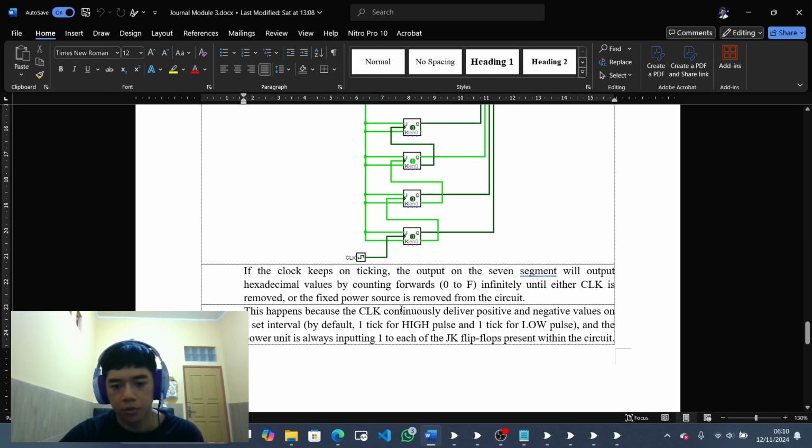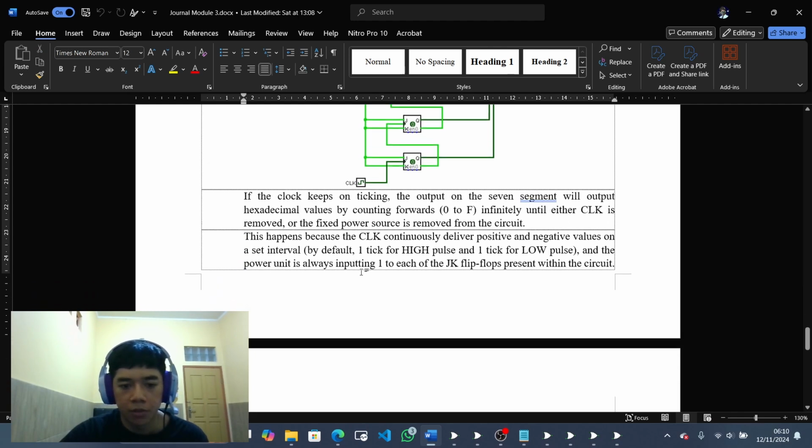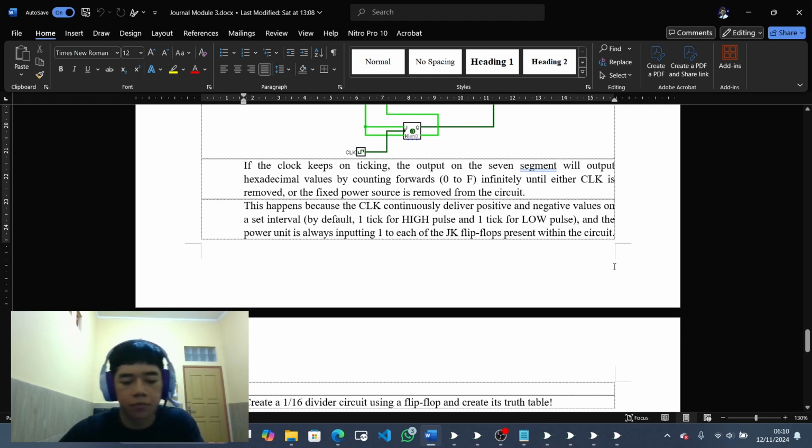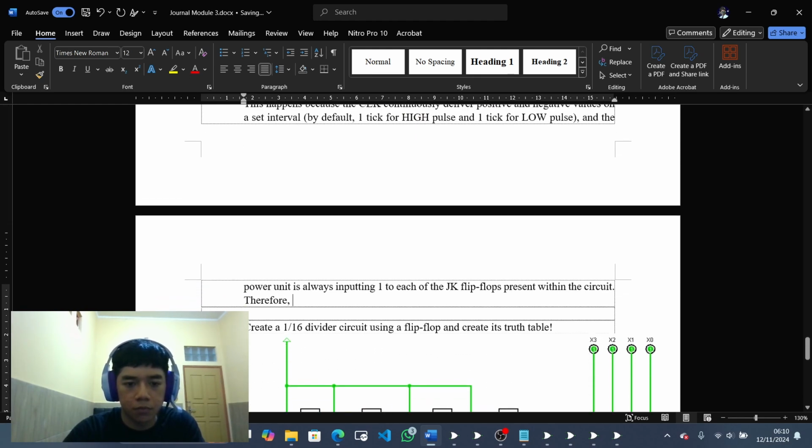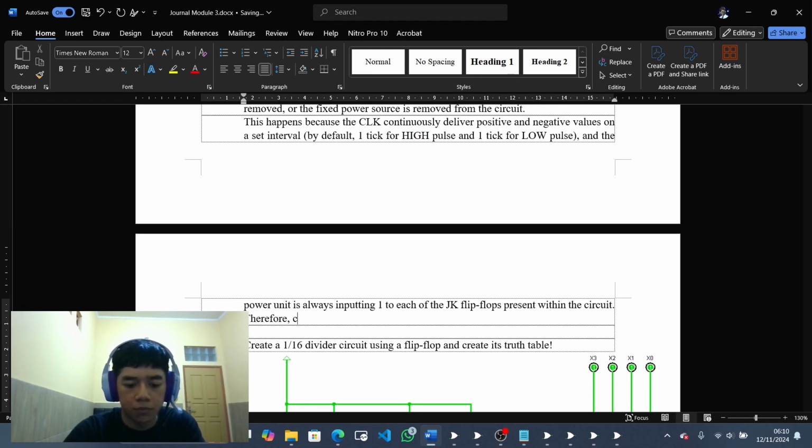So the clock continuously delivers positive and negative values on a set interval. Then the power unit is always inputting 1 to J and K within the circuit. Therefore, creating a fixed state of toggle.